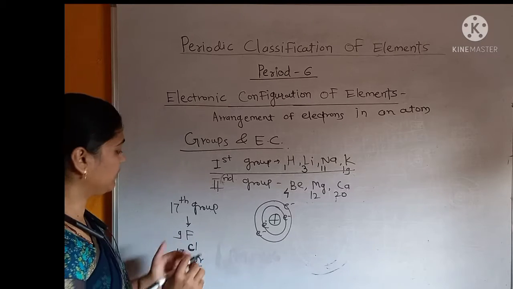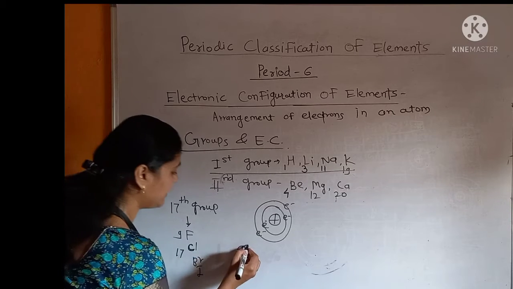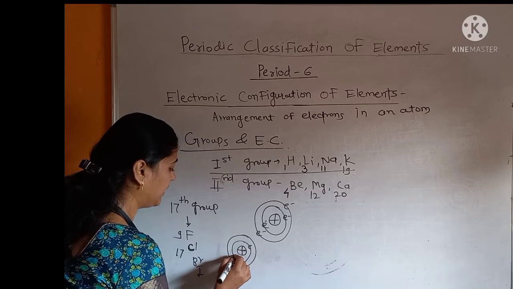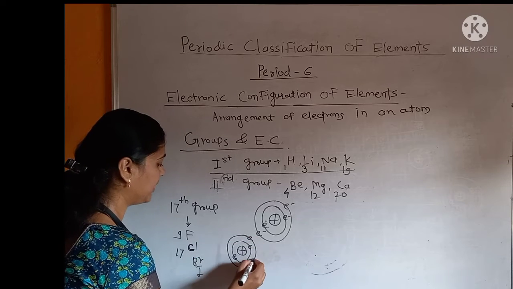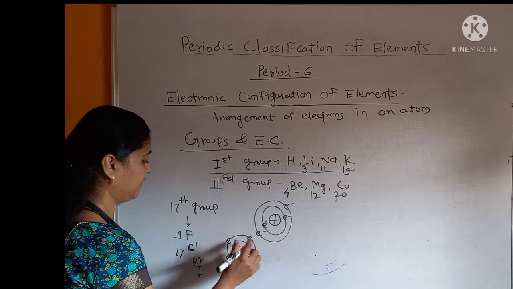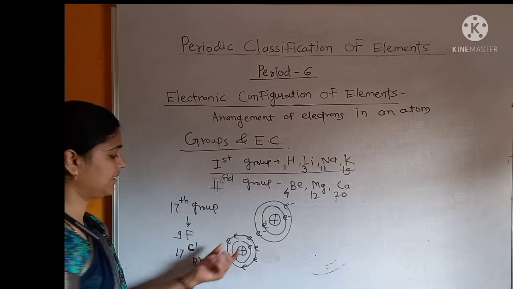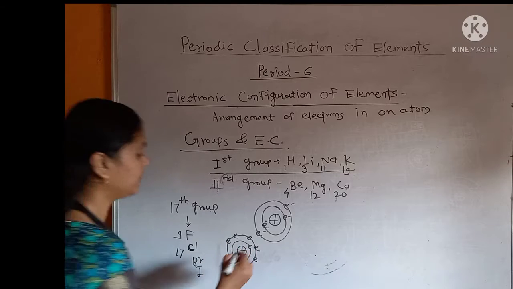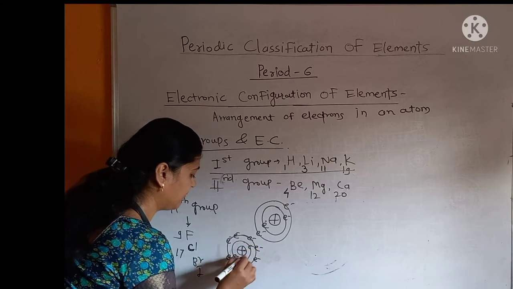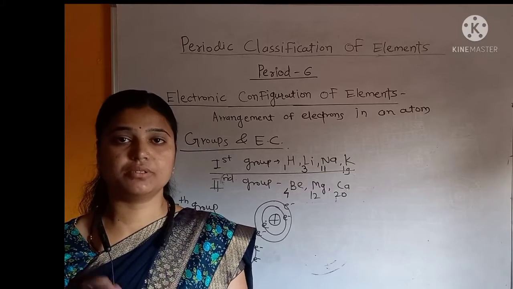The electronic configuration of fluorine: this is the nucleus, with the first orbit and second orbit. In the first orbit there are 2 electrons, and in the second orbit how many electrons are there? 1, 2, 3, 4, 5, 6, 7. Total 7, 8 and 9. So to complete its octet, how many electrons does it require? It requires 1 electron to fulfill its orbit.